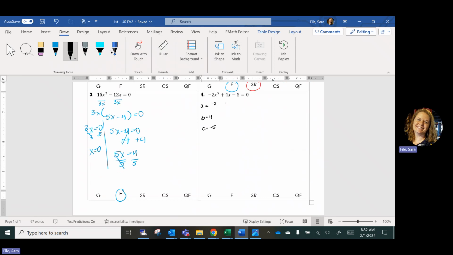Okay, so I'm going to say x is equal to -b plus or minus the square root of b squared minus 4ac, all over 2a.